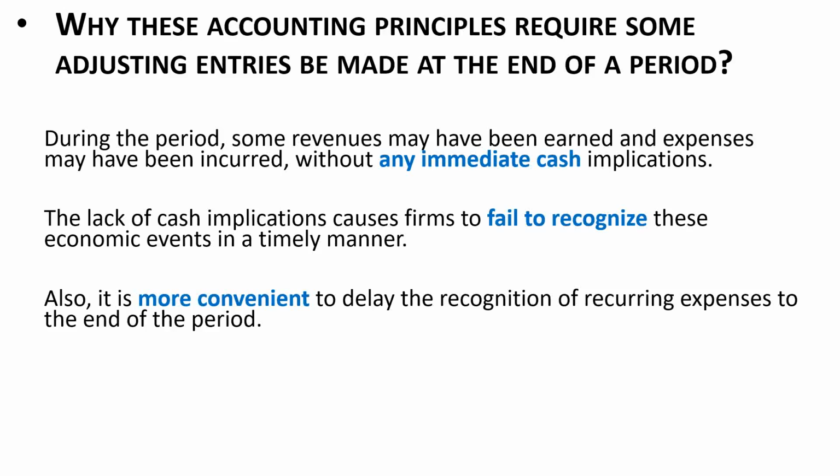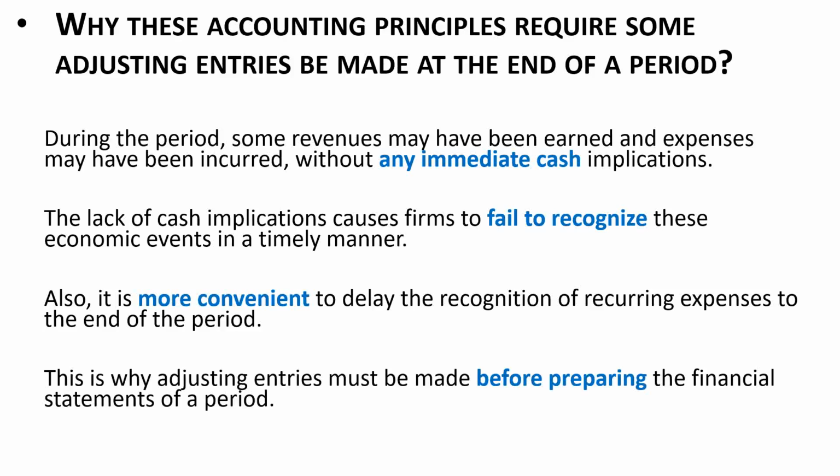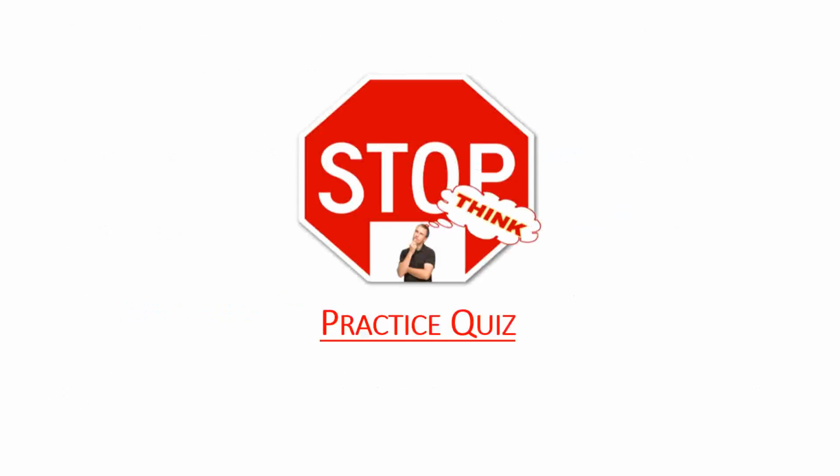Also, it is more convenient to delay the recognition of recurring expenses until the end of the period. Sales are taking place every day, almost every hour. You don't want to make an entry every time. You keep all of them and you make an entry at the end. This is why adjusting entries must be made before preparing the financial statements of a period.